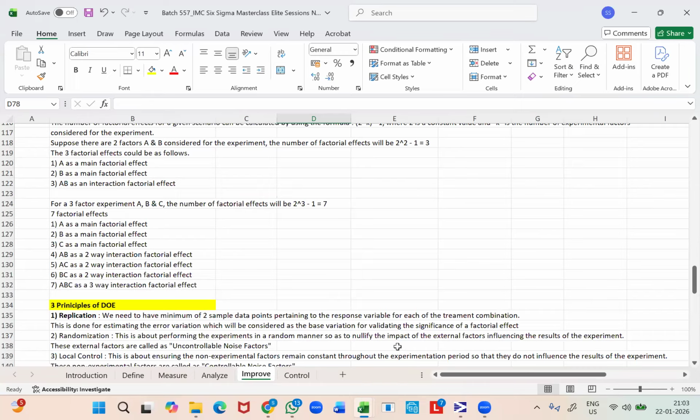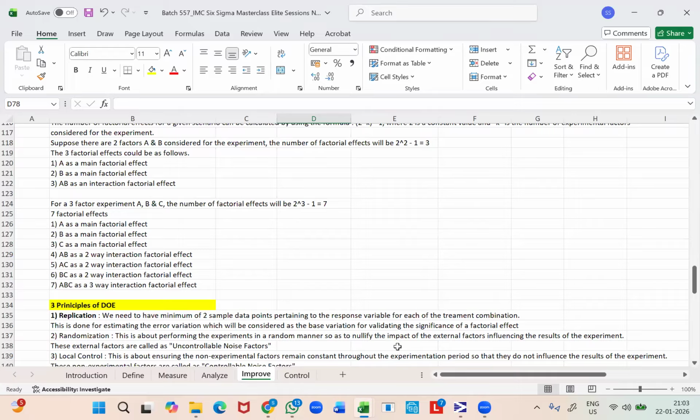So this is basically to estimate the error variation, which will be considered as the base variation for us to validate the significance of a factorial effect. Without this error variation, we will not be able to validate the significance of a factorial effect. If you want to estimate the error variation, then we need to have a minimum of two sample data points for a particular treatment combination. And that is what we would call replication, right?